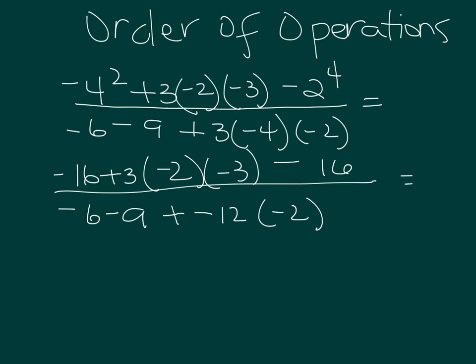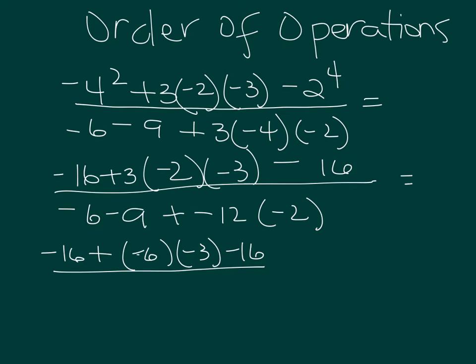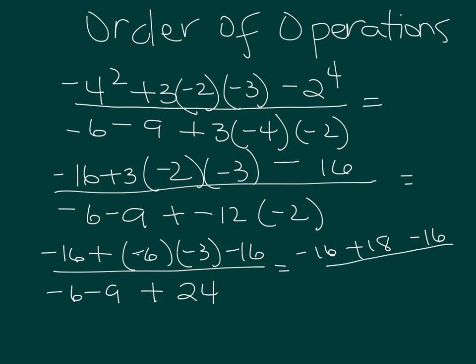Back on top, I'm going to do the first multiplication problem, not negative 16 plus 3. I should not be doing addition yet. So this is negative 16 plus negative 6 times negative 3 minus 16. On the bottom, I'm going to do that last multiplication problem, negative 6 minus 9 plus 24. Back on top, I'm going to do that last multiplication problem in the middle. So negative 16 plus 18 minus 16. On the bottom, negative 6 minus 9 is negative 15 plus 24.